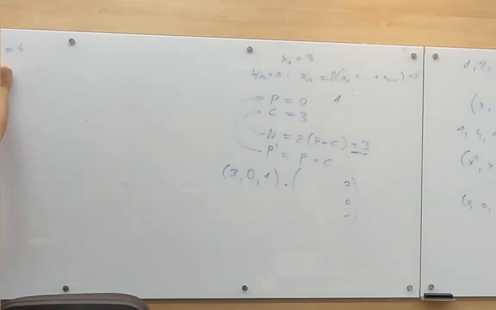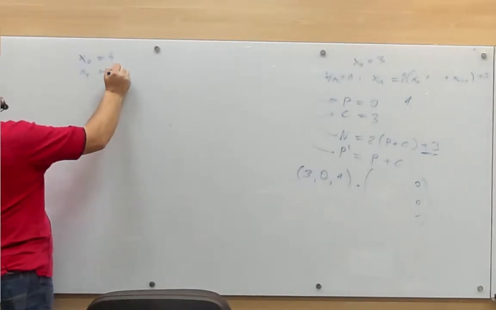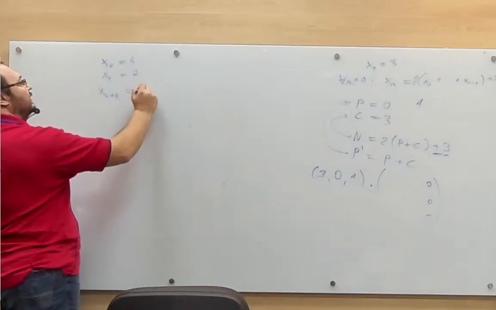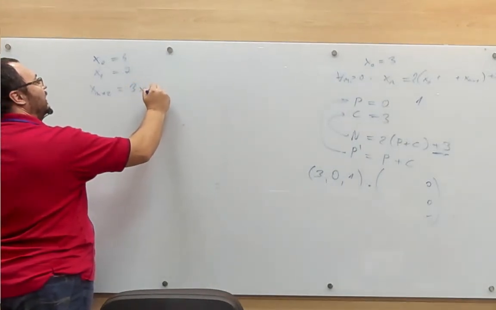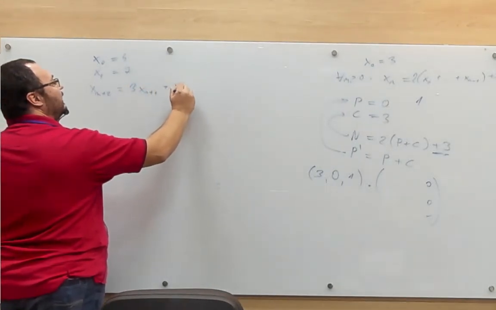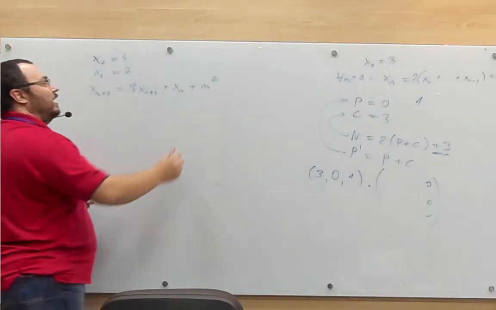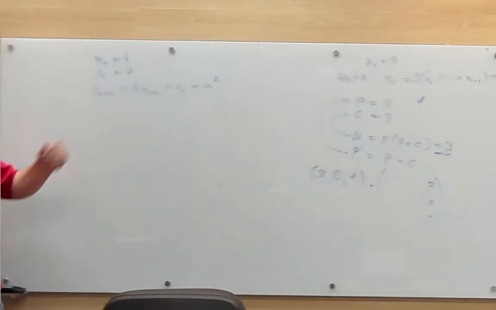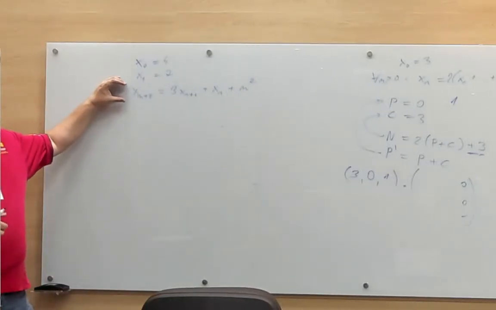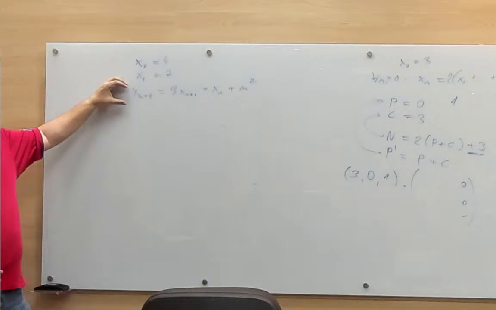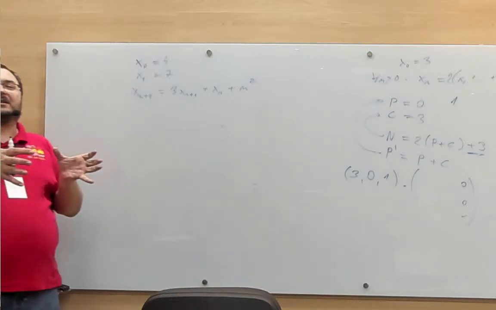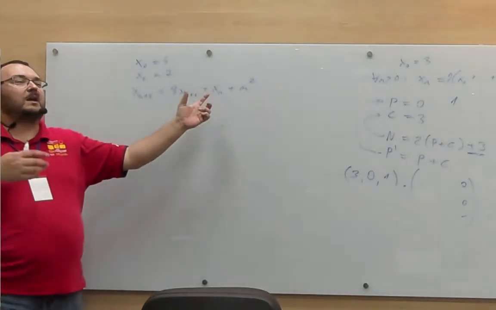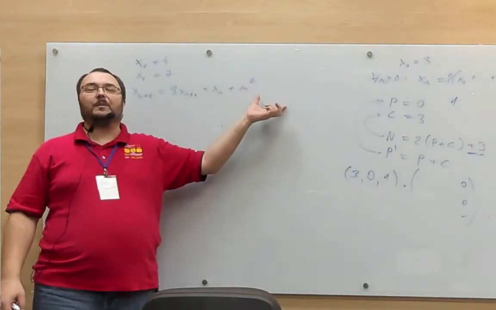x0 is 4, x1 is 7, and x(n+2) is 3 times x(n+1) plus x(n) plus n squared. If you have a recurrence like this, what you will be doing when you want to represent this using matrices is that your current state is the 2 consecutive values of your sequence, and then the values 1, n, and n squared, so that you can do the polynomial factors.